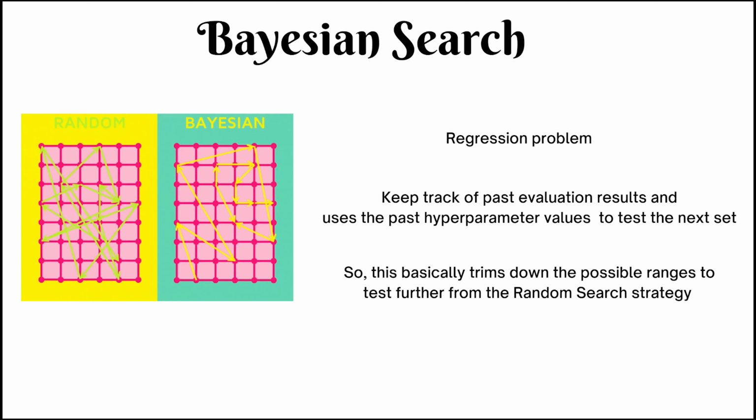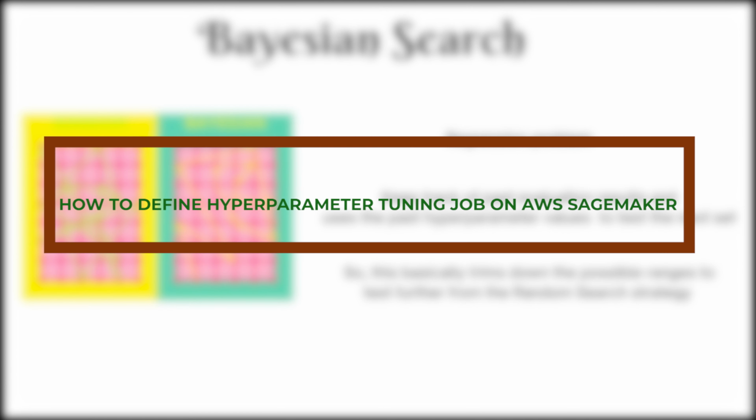So this basically trims down the possible ranges to test further from the random strategy that we saw previously. Now after learning what different strategies we can use to tune hyperparameters, let's see how we define this in AWS SageMaker. This will help us solidify what we have just learned.